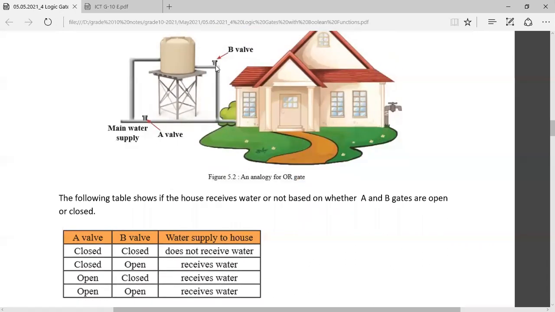Manually it was done there, but now you are going to develop a circuit for this one. Now you have to design this circuit. You are going to build up a house.